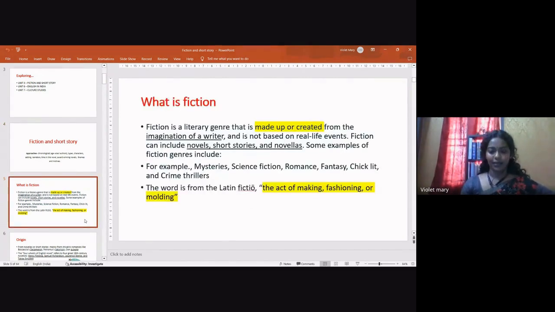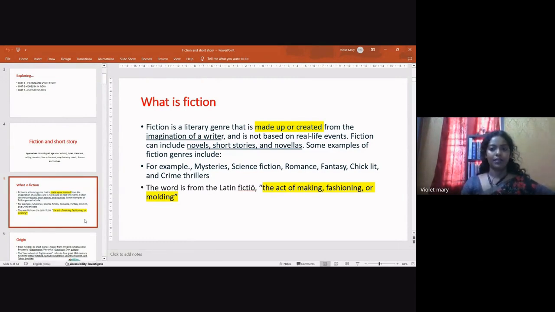It is generally made-up content, created from the imagination of the writer, and it is not based on real life events. Actually, some novels will be based on real life, but it is fictionalized with the characters. The characters are changed, the situations twist and turn.